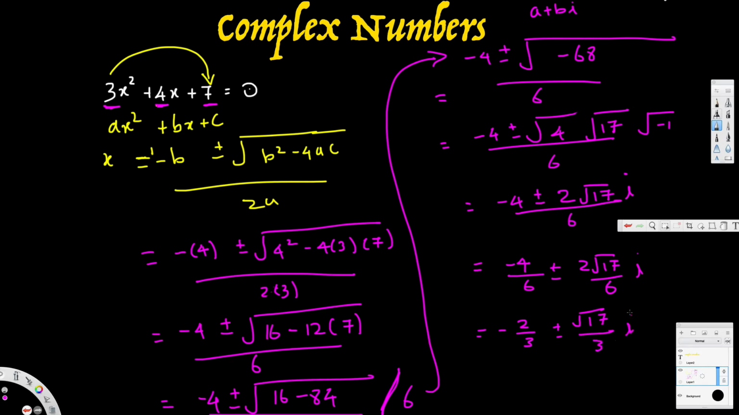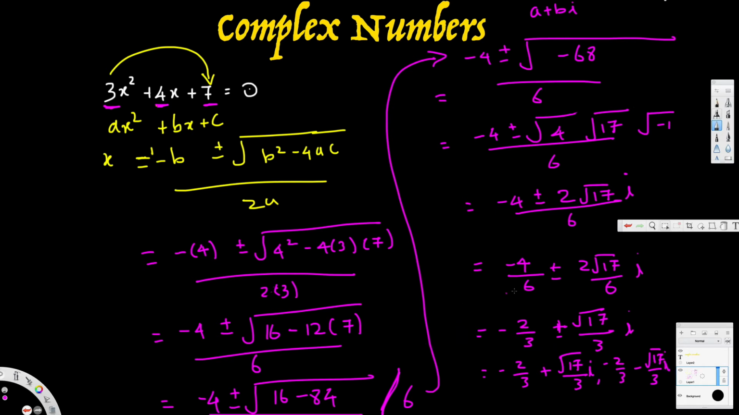Here we have two answers: -2/3 plus square root of 17/3 i, and -2/3 minus square root of 17/3 i, and don't forget the i. Okay, that's our final answer.